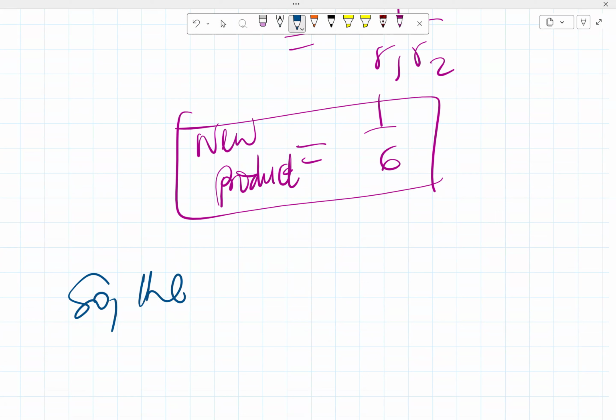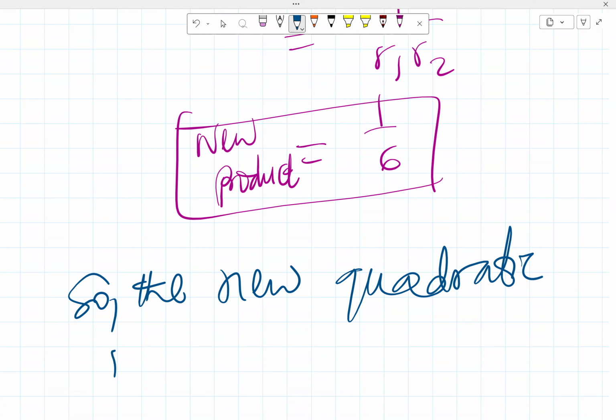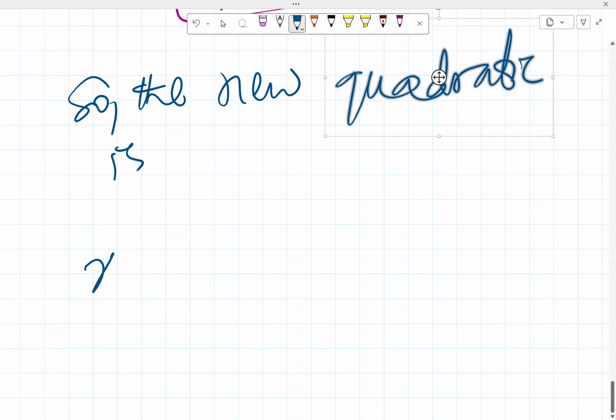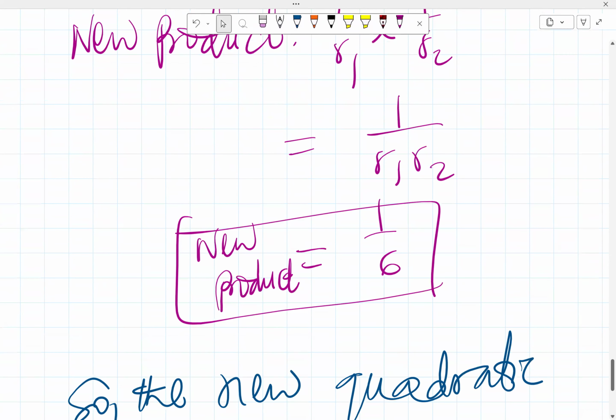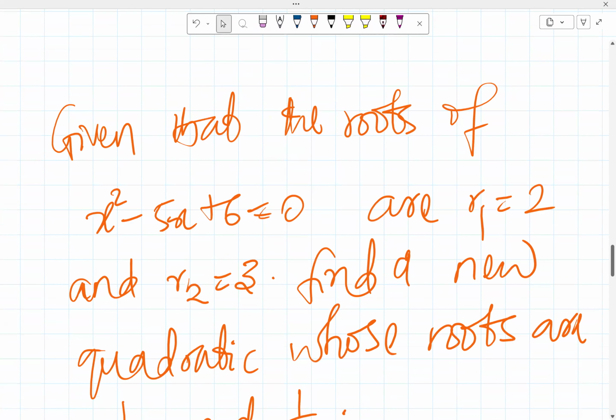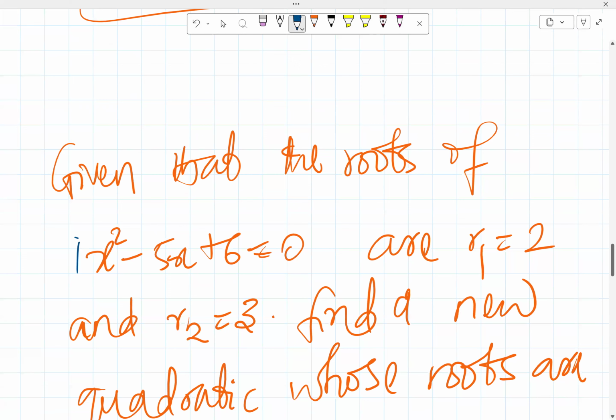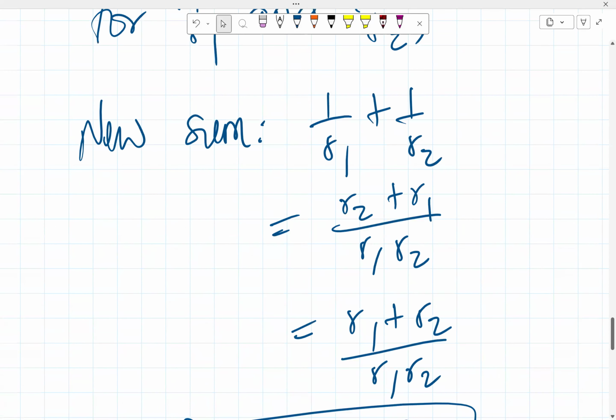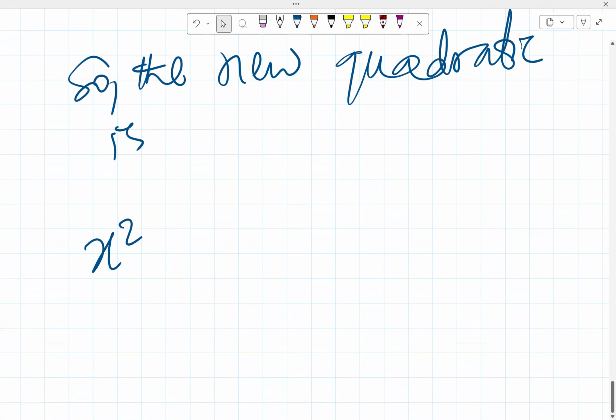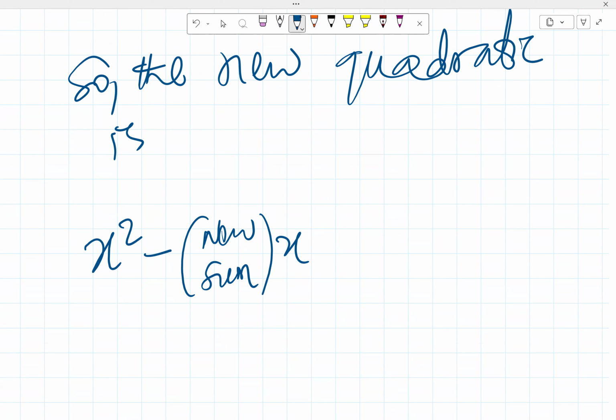So the new quadratic is x squared. I mean, this is monic. It's monic because the coefficient of x squared is 1. If it wasn't monic, we would have to multiply through by that coefficient. So the new quadratic is x squared minus the new sum multiplied by x, plus the new product, and that is equal to 0.